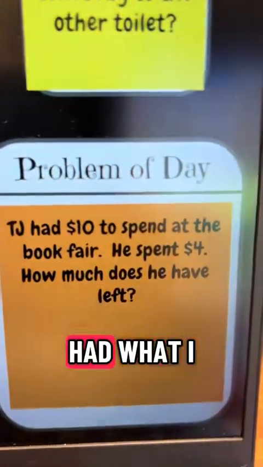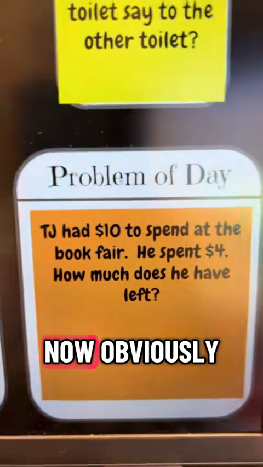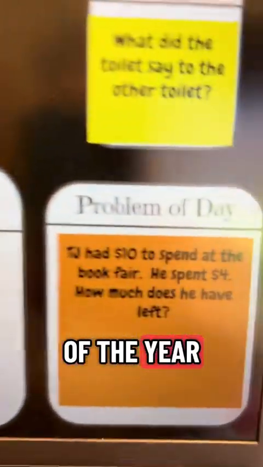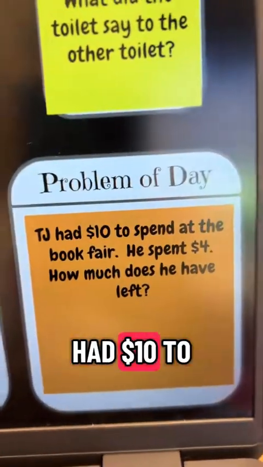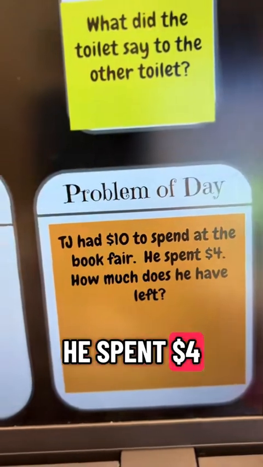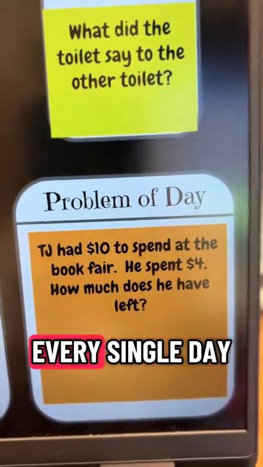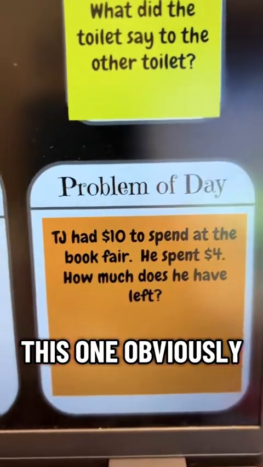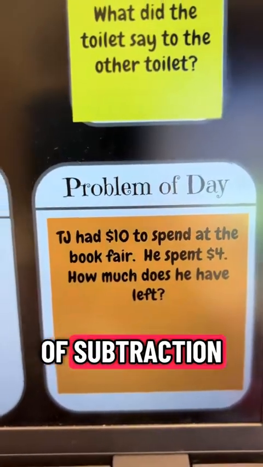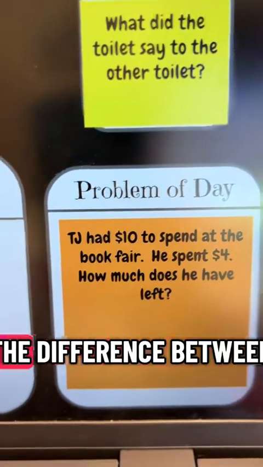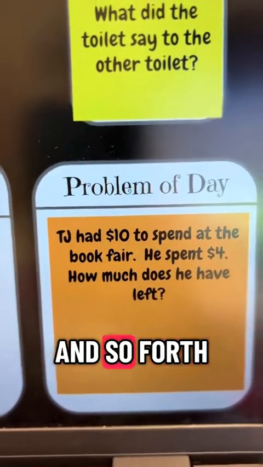Then we also had what I called a problem of the day. Now, obviously, this is beginning of the year, so this was super simple. TJ had $10 to spend at the book fair. He spent $4. How much does he have left? So we worked on problem solving every single day. This one obviously is the operation of subtraction, and so we would talk about the difference between addition and subtraction, and so forth and so on.